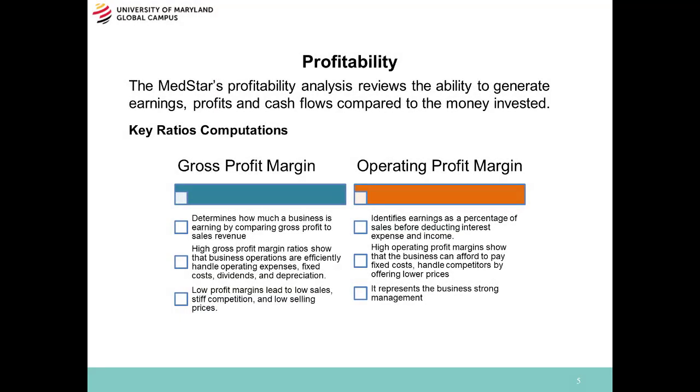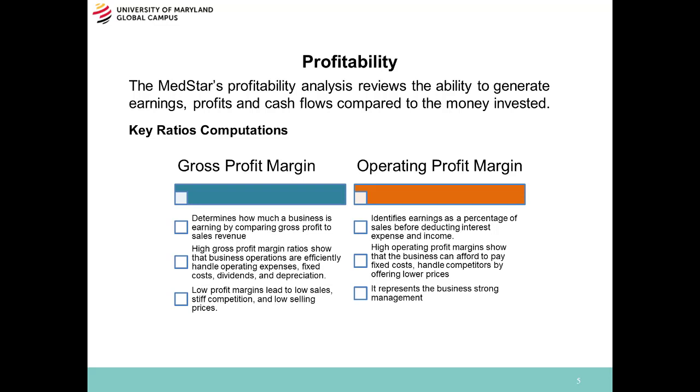Hello, my name is Angela and I'm from Group 3. I'm discussing profitability of MedStar Health. Profitability ratios examine the company's ability to generate earnings, profits, and cash flows as compared to money invested. These include gross profit margins, which show business earnings by comparing gross profit to sales revenue.